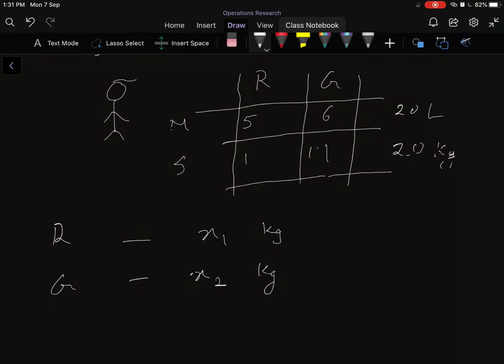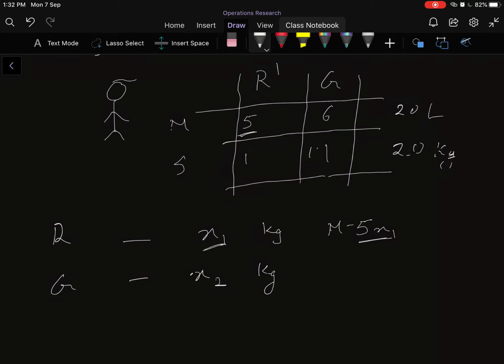Now see, if he produces x1 kg of rasgulla, then the total requirement of milk would be 5 multiplied by x1, because for each kg of rasgulla he needs 5 liters of milk. Therefore, if he is producing x1 kg of rasgulla, he would be requiring 5 into x1 liters of milk.